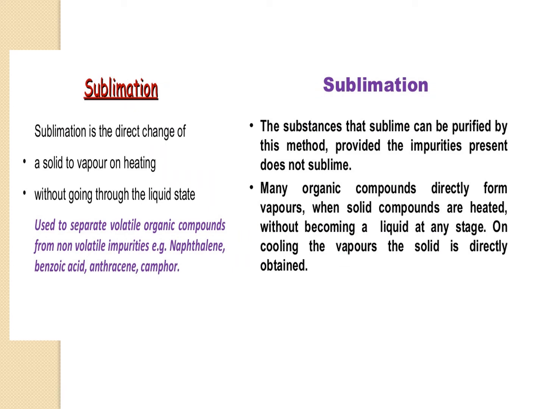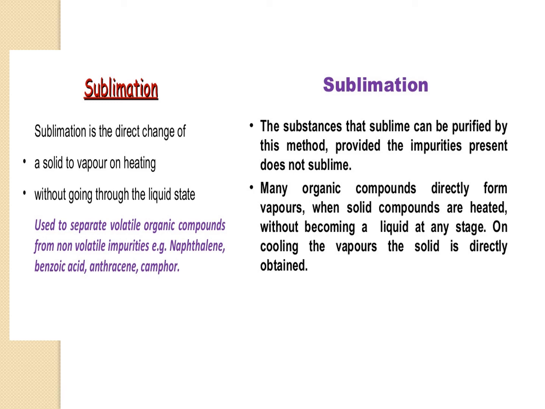And next one is sublimation. Sublimation is the direct change of solid to vapor on heating without going through the liquid phase, used to separate volatile organic compounds from non-volatile impurities. Examples: naphthalene, benzoic acid, anthracene, camphor. Substances that sublime can be purified by this method provided the impurities present do not sublime.